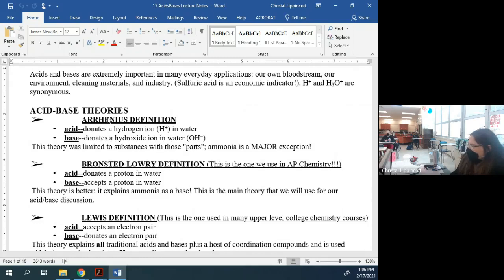Sulfuric acid is an indicator. Sometimes they're talking about an economic indicator. People will use that sometimes to indicate how industry is doing.